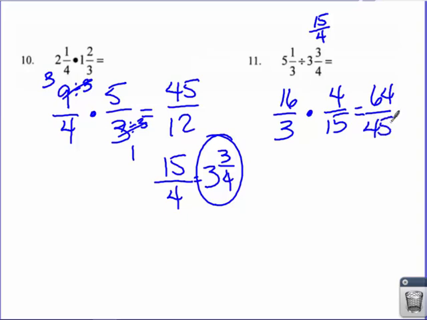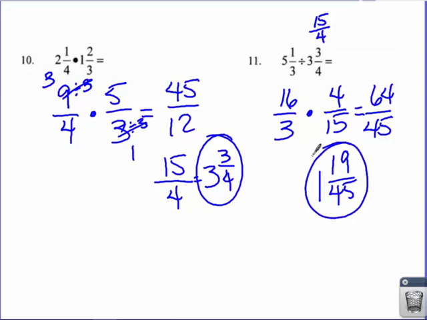Okay, and now we divide. How many times does 45 go into 64? It goes 1 time. So I subtract 64, take away 45. You get 19 over 45 as your final answer.